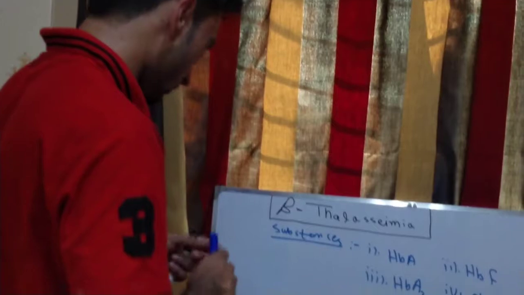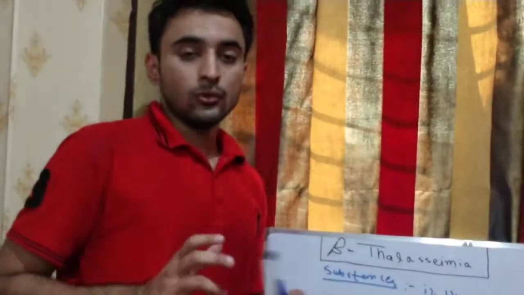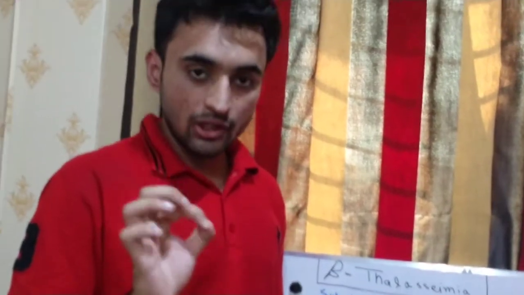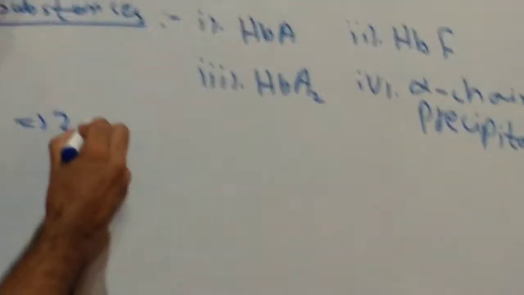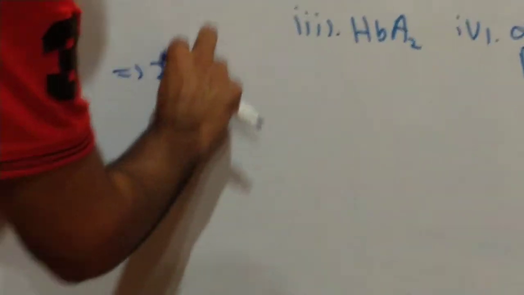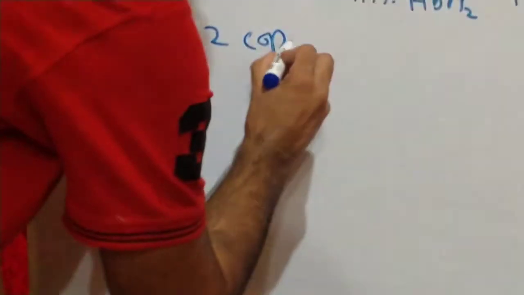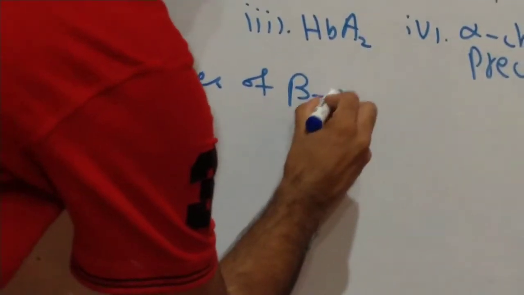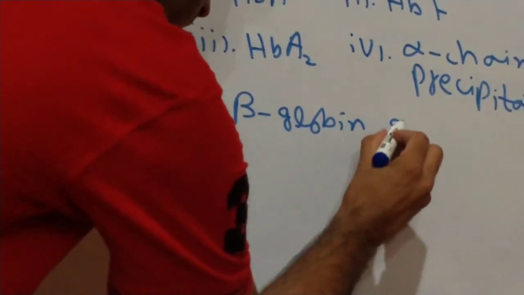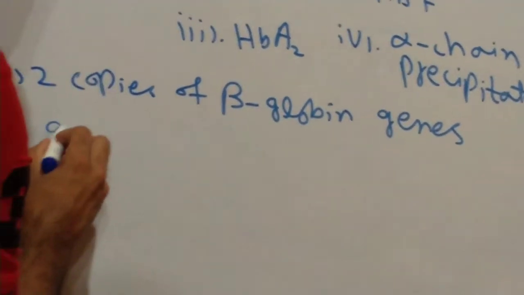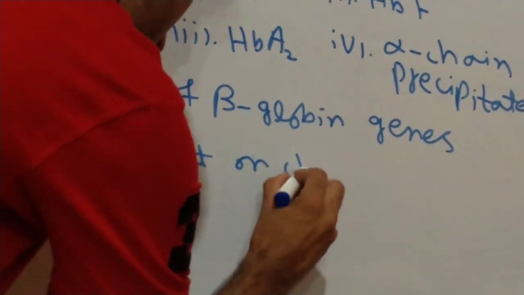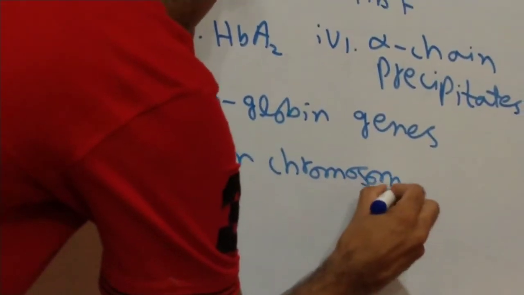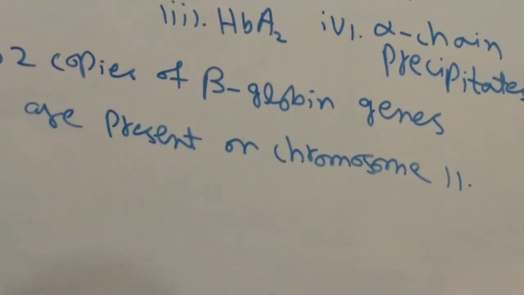Furthermore, continuing now, we know that there are two copies of the beta globin genes that are present on chromosome 11. So on the basis of this information, beta thalassemia is divided into the minor thalassemia and major thalassemia.